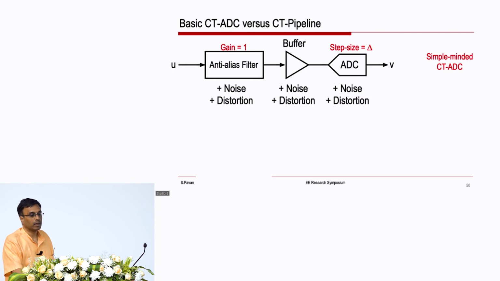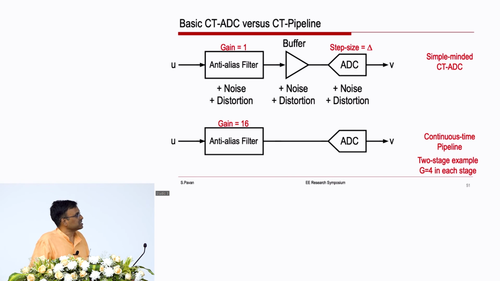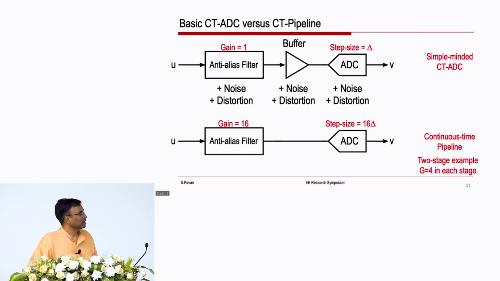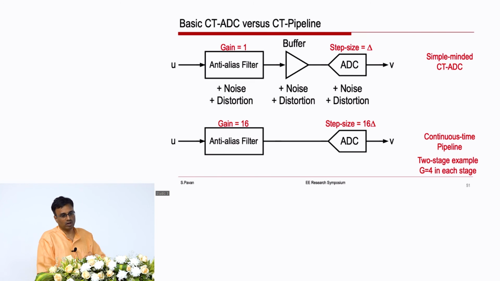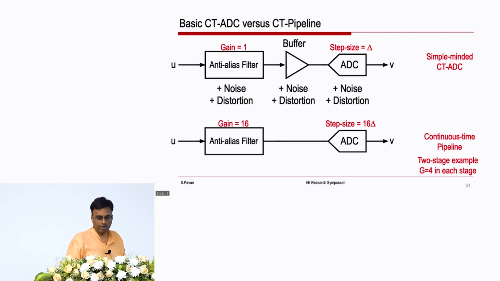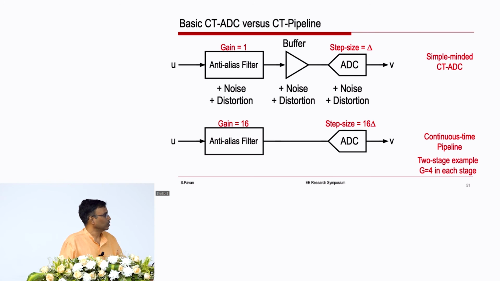Now, this is a prior art signal chain, which is what is used in practice. This is an ADC, this is a buffer, and this is the anti-alias filter. Now, when you have a continuous time pipeline, which is an ADC and a filter combined into one, the back-end ADC, as we saw, can be much simpler, and therefore its capacitance can be very small. Therefore, you can remove the buffer, and you have an anti-alias filter.